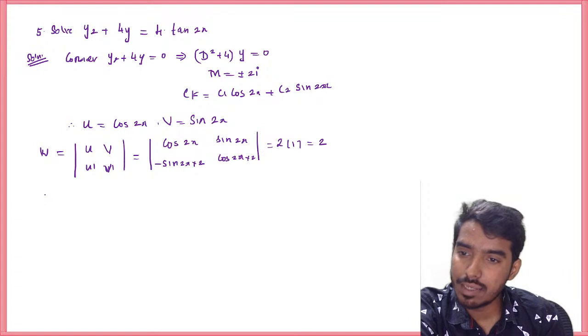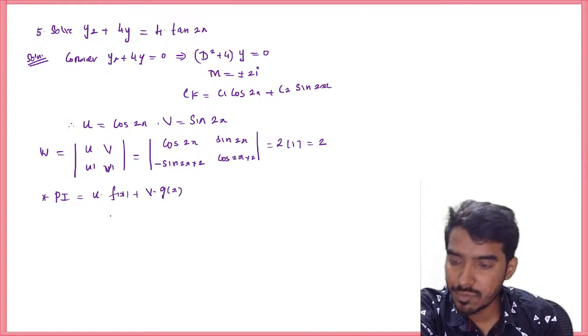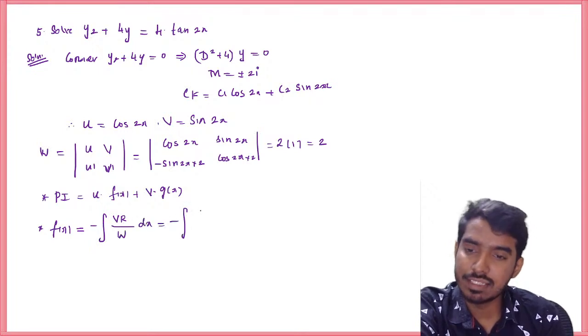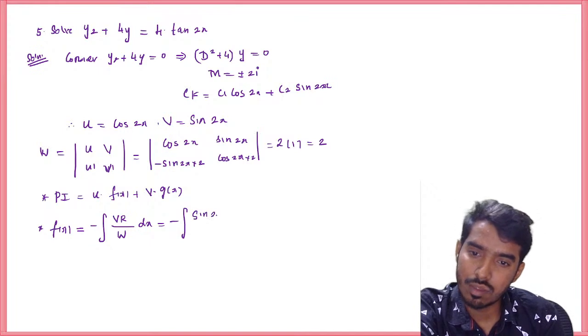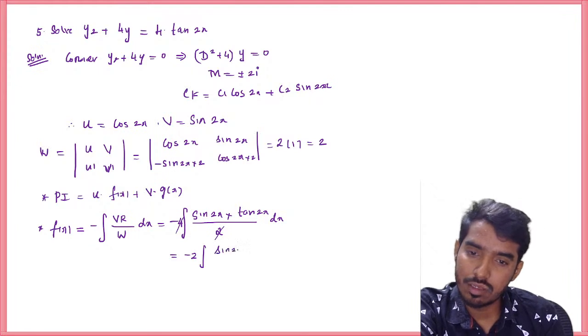So what is your PI? PI is u into f of x plus v into g of x, right? u into f of x, v into g of x. So find f of x now. f of x is minus integration of vR by W. So what is v? v is sin 2x. R is 4 tan 2x, right? I'll take that 4 outside, divided by W. W is 2. So 2 ones are 2, 2 twos are 4. So minus 2 times integration of sin 2x.